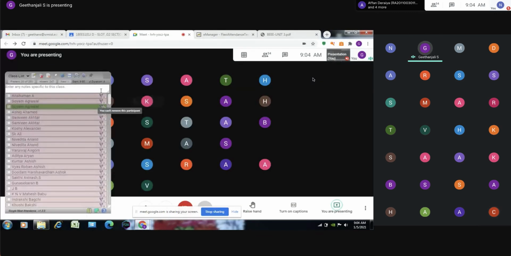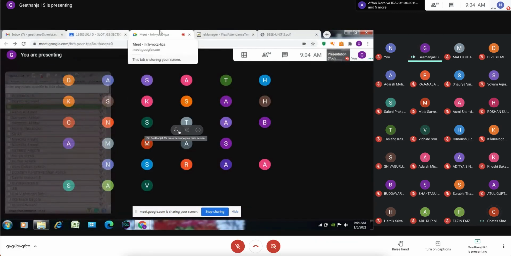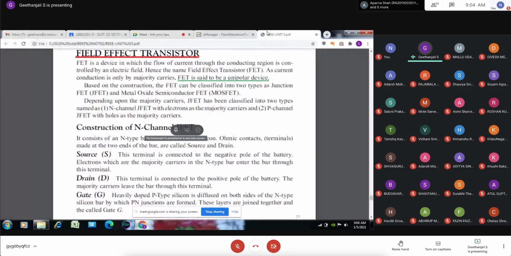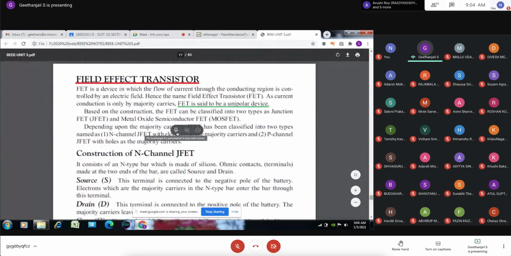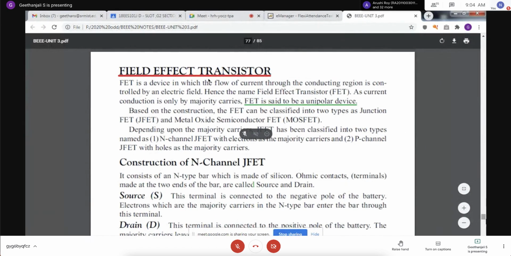See, last class we discussed about the BJT. So today we will discuss about the JFET. All of you go through this slide. First we will discuss about the field effect transistor, and then under that will be the JFET.